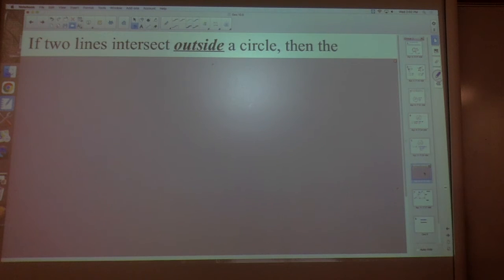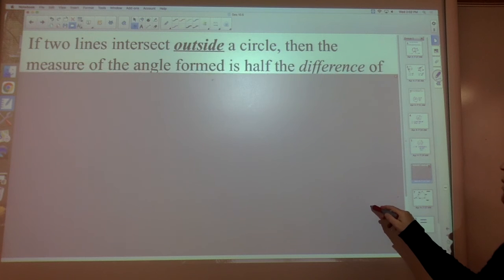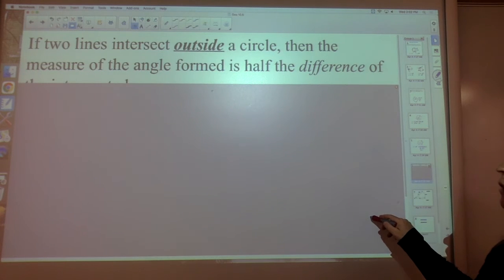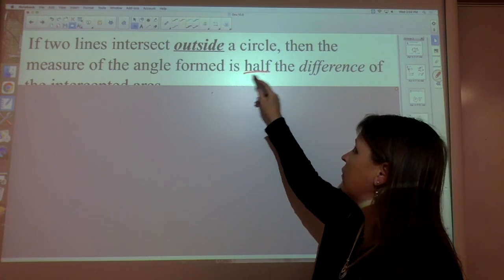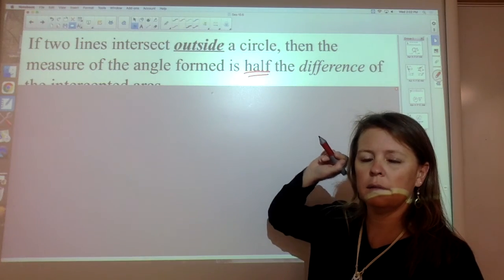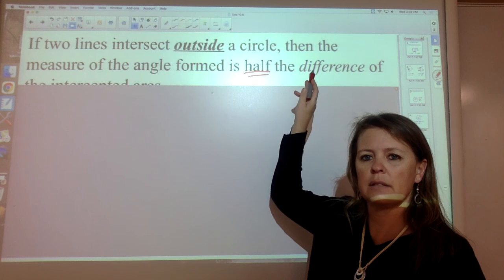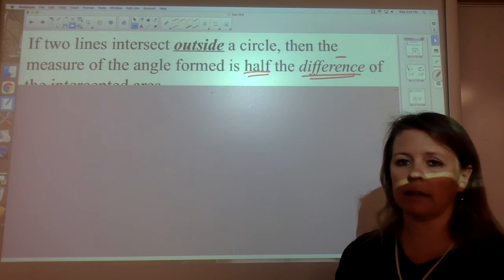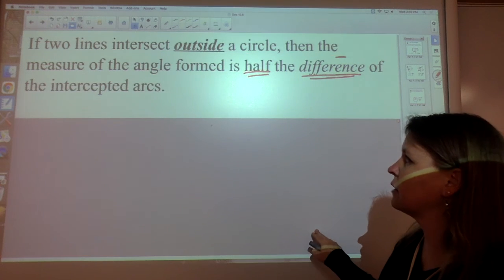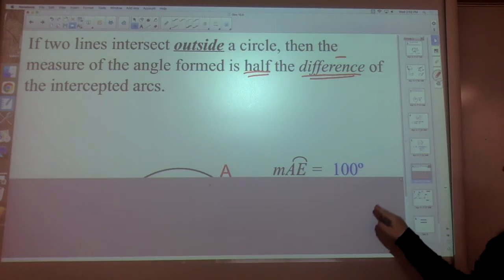But there's more. What if those two chords don't intersect inside the circle? What if they intersect outside a circle? If two lines intersect outside a circle, then the measure of the angle formed is half, here we go again, half the, it doesn't say sum, it says difference. We're subtracting. Half the difference of the intercepted arcs.